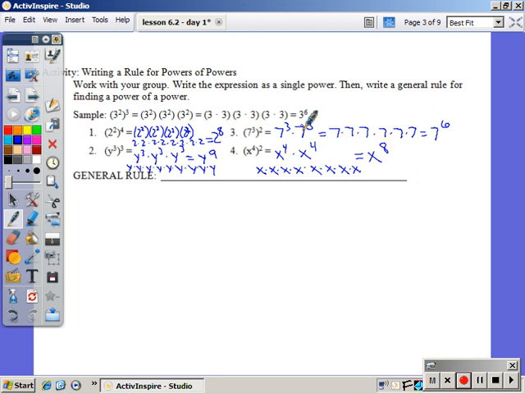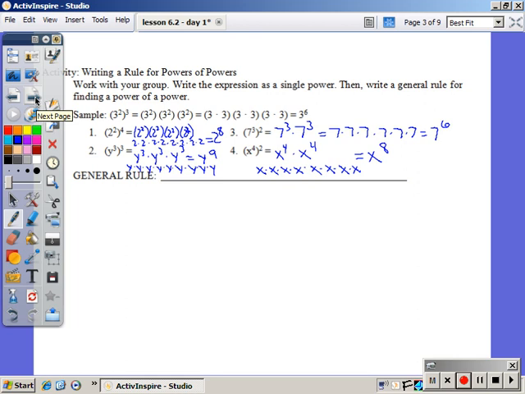Notice that the base stays the same. So what happens to those exponents? 2 and 3 getting me to 6. 2 and 4 getting me to 8. 3 and 3 to 9. If you notice that you are just multiplying those 2 exponents together, you would be correct. So when you have the power of a power, you multiply those exponents together.